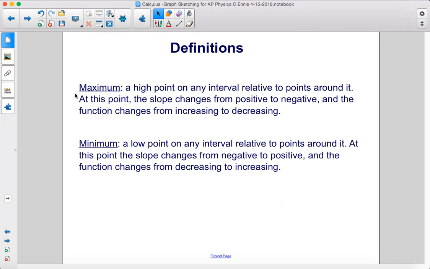Definitions. Maximum, a high point on any interval relative to points around it. At this point, the slope changes from positive to negative, and the function changes from increasing to decreasing. Minimum, a low point on any interval relative to points around it. At this point, the slope changes from negative to positive, and the function changes from decreasing to increasing.